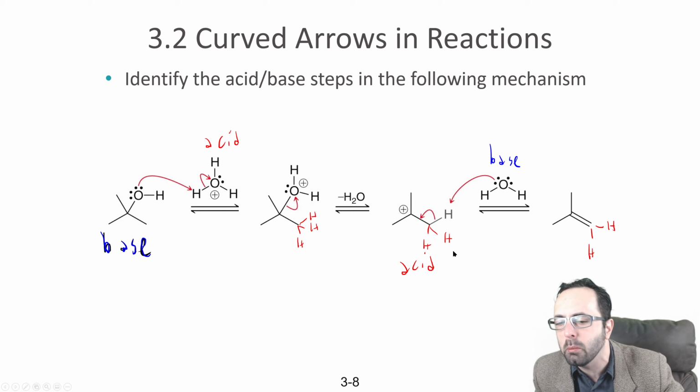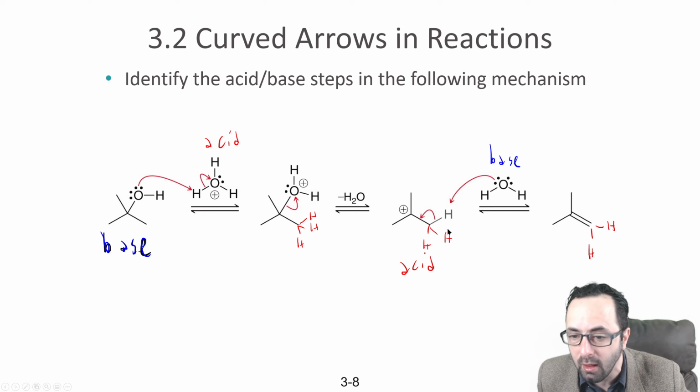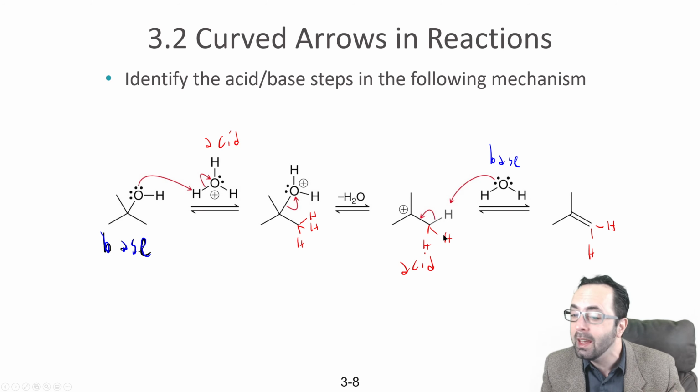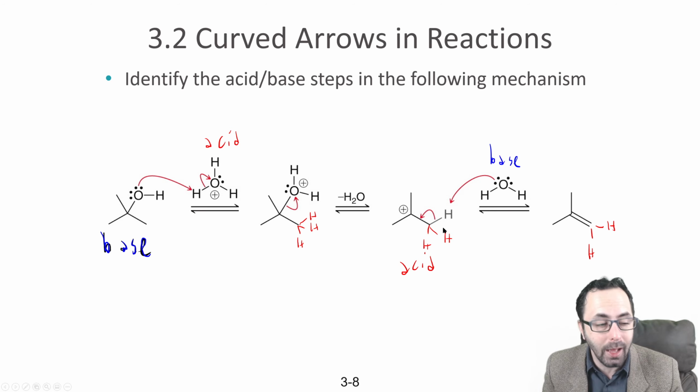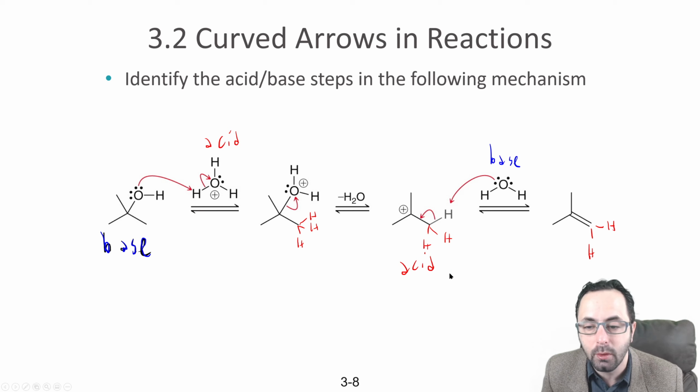And so that's an example of the kinds of mechanisms we'll be seeing as we move forward in the class. And a lot of these mechanisms involve acid-base type reactions. And so that's why we're covering this acid-base stuff now early, because we can't really talk about a lot of mechanisms without talking about the acidic and basic parts of those reactions.